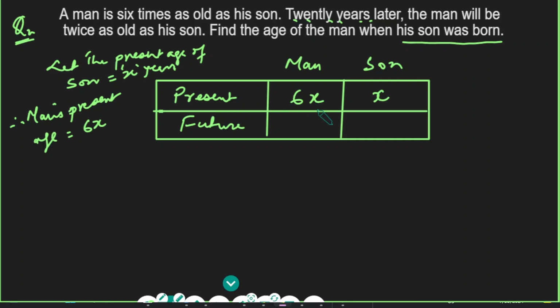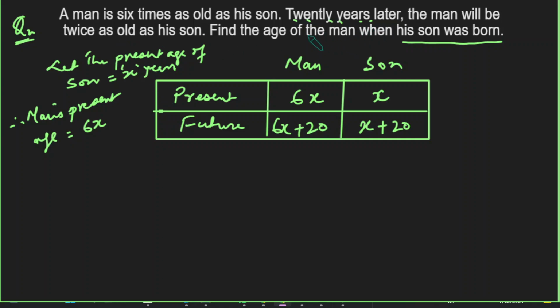If you are not making this table, you can write statements like this in your solution. Here we can see the present and future age of man and son. After 20 years means we have to add 20 years to the ages of both. Whatever the present age of the son is, after 20 years it will be x plus 20. Whatever the man's present age is, that is 6x, after 20 years it will be 6x plus 20.